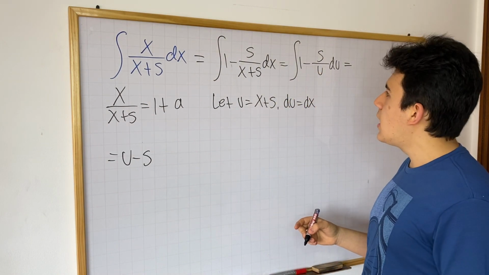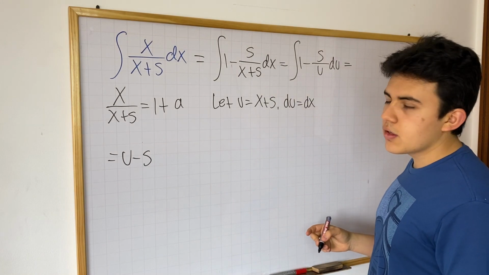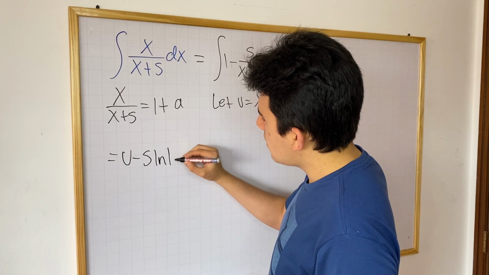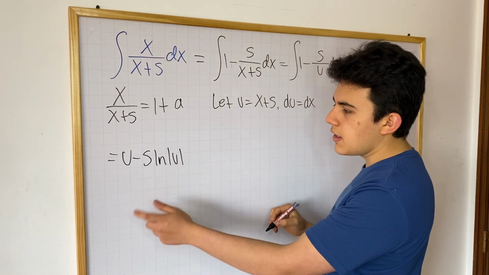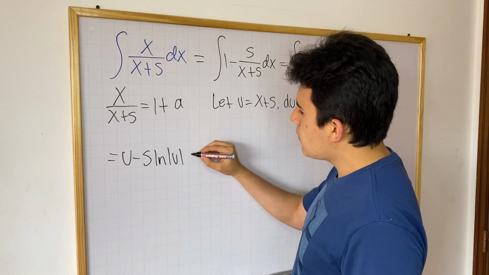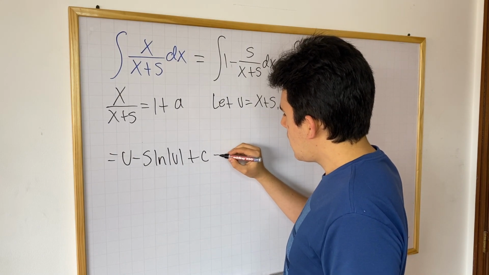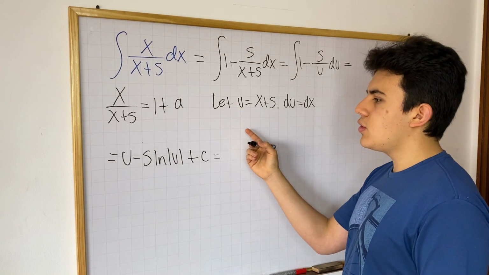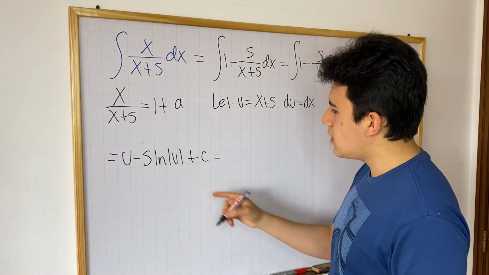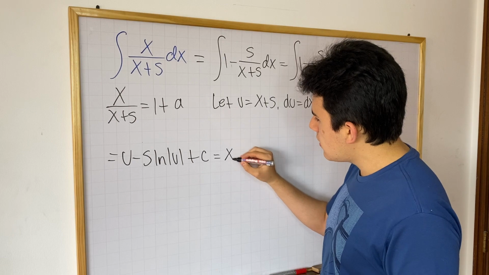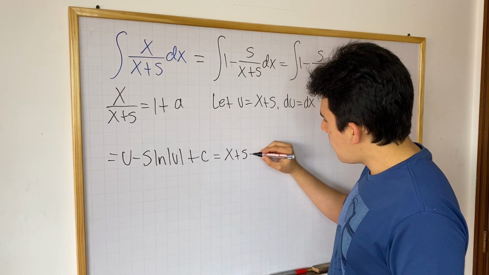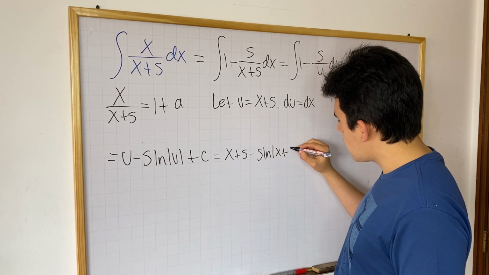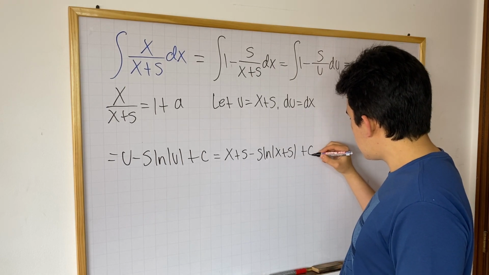1 divided by u, I'm sorry, and the integral of 1 divided by u is going to be the natural log of u, okay? And we really should add the absolute value, okay? So this is going to be 5 times the natural log of u, and of course plus c, okay? And this is going to be the same as, now we can just simply substitute u into this formula, and we're just going to get that this is x plus 5 minus 5 times the natural log of x plus 5, okay? And it's going to be plus c, okay?